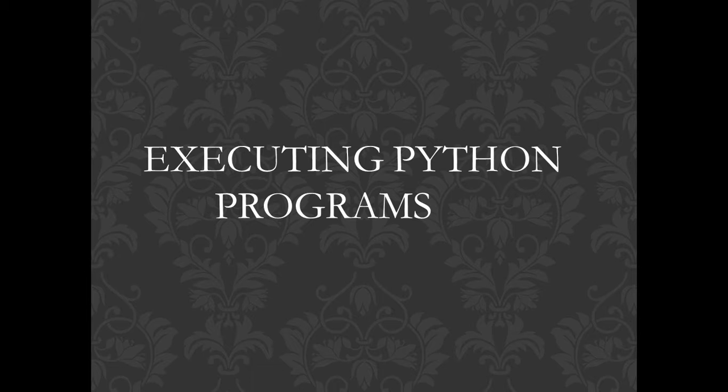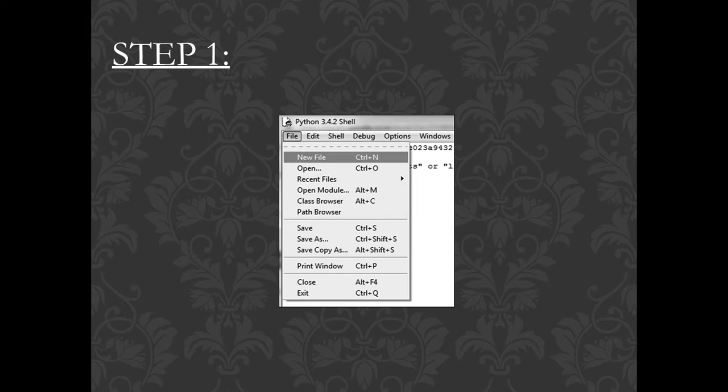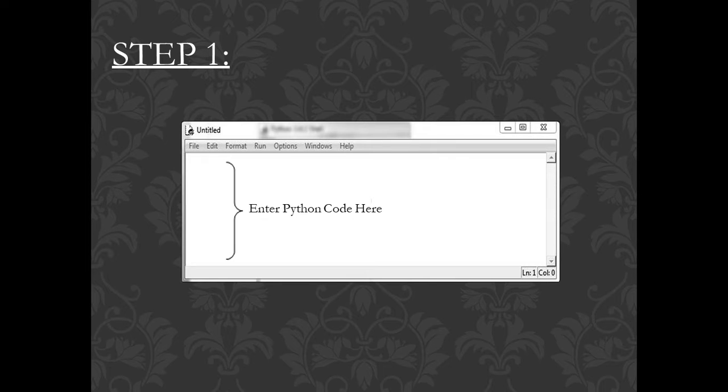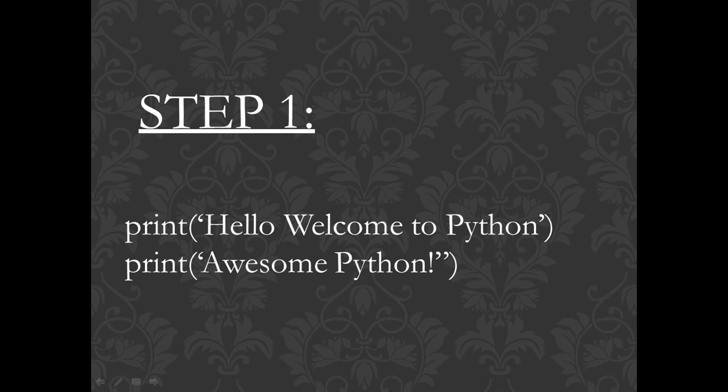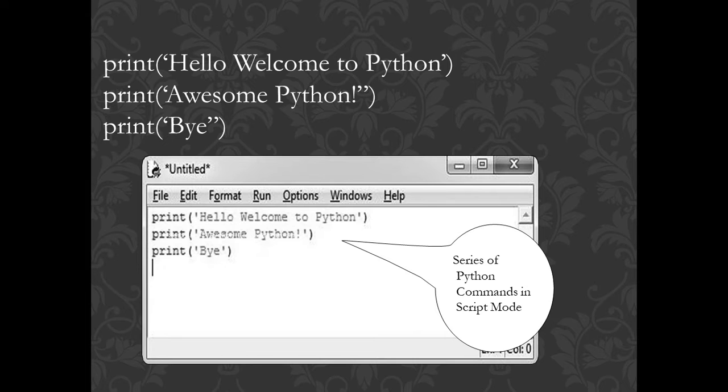The steps required to write Python programs in Python IDLE script mode are: Step 1. In the Python IDLE shell window, click on File and then on New File, or just press Ctrl+N. After clicking on New File, the window is shown like this. Let's write the first Python program in script mode. It is a simple program to print the messages "Hello, welcome to Python," "Awesome Python," and "Bye" on the console. Once you write the above statements in Python script mode, they will look like this.